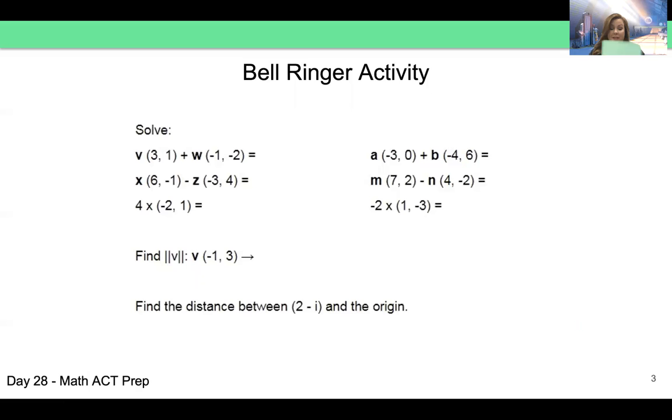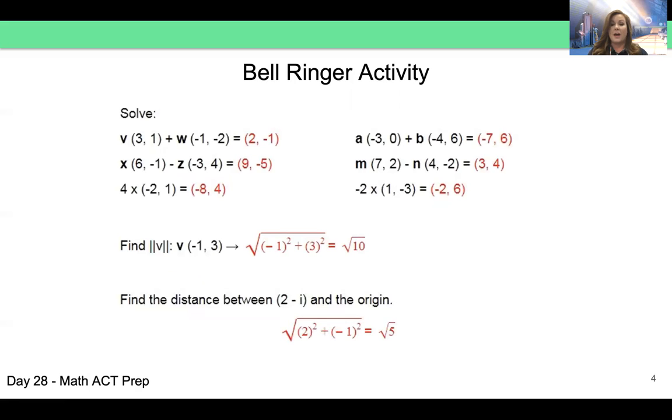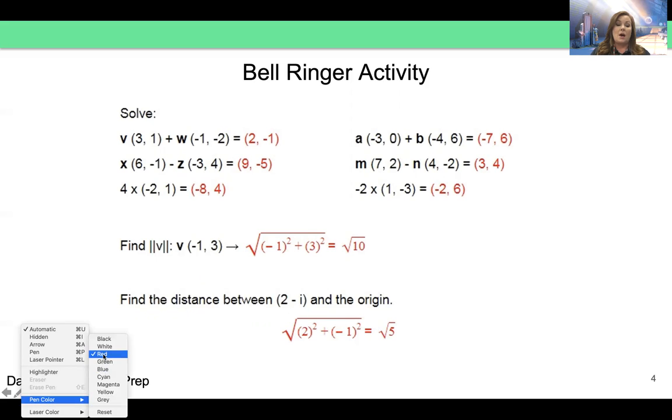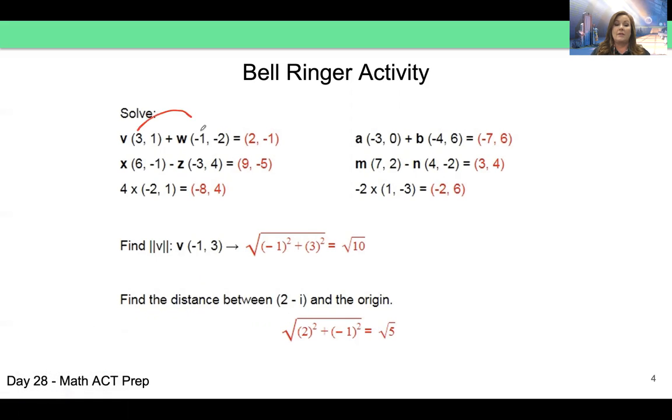Okay, let's check the answers for this bell ringer. The bell ringer is on vectors, adding and subtracting vectors. You had this in geometry as well as a previous lesson. So when we're doing vectors, you simply want to add the two x's, add the two y's. When we're subtracting, you're going to do 6 minus a minus 3.